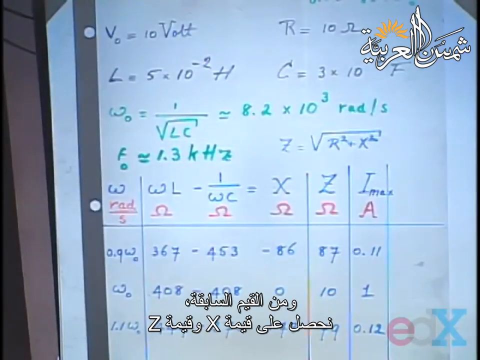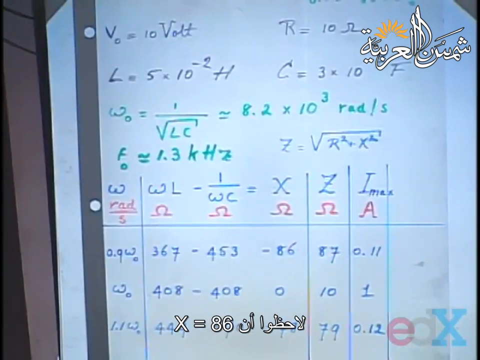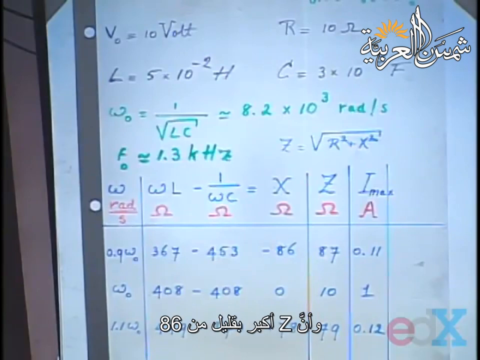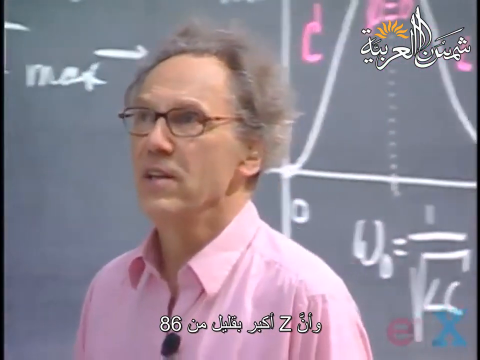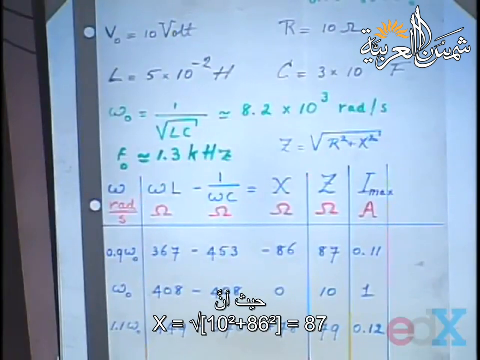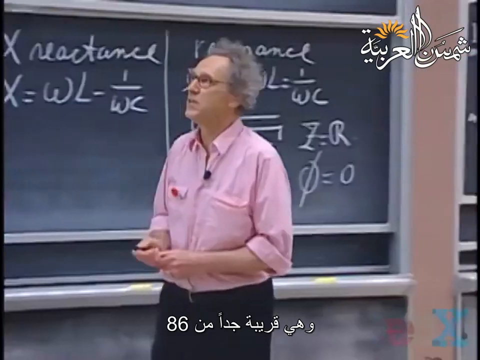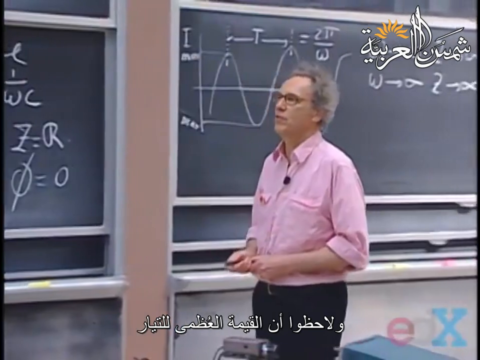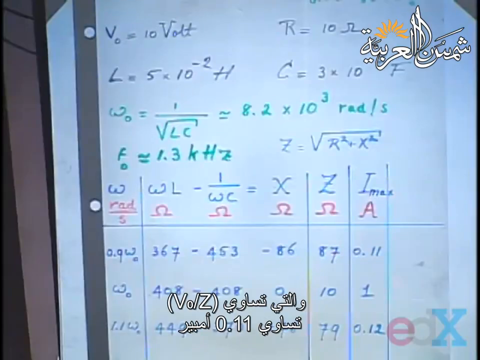And so out of that pops a value for X, out of that pops a value for Z. Notice that X is 86, and Z is only a hair larger than 86, because this R almost doesn't add to Z, because you get here the square root of 10 squared plus 86 squared. That is almost 86. It becomes 87. And then you see that the current, the maximum current, which is this value for V0 divided by the Z, by 87, becomes 0.11 amperes.